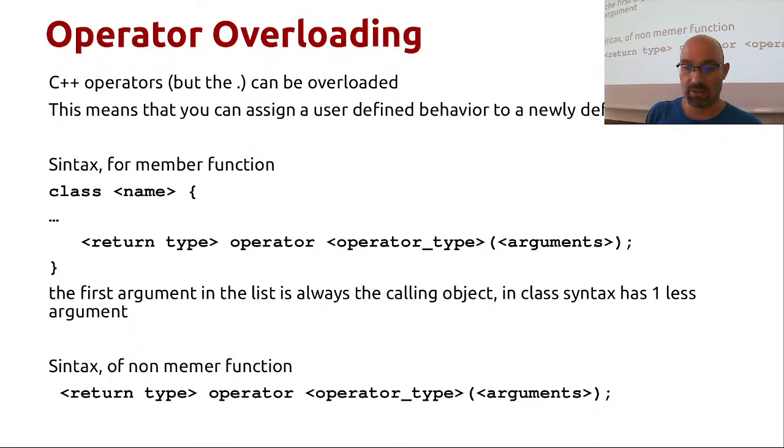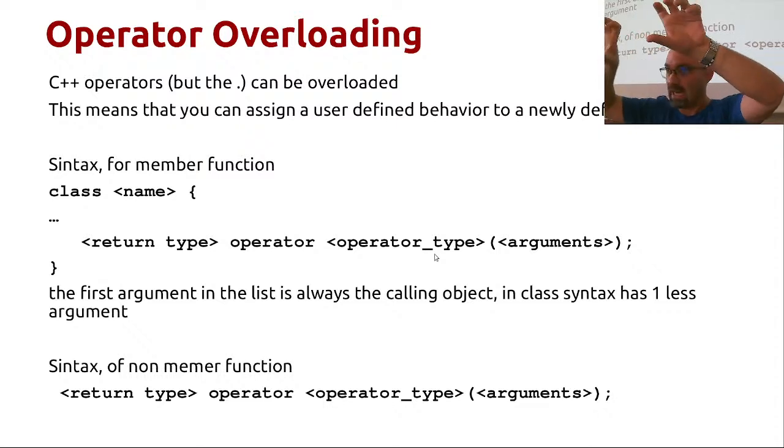But you can also override an operator outside the class. In this case, you just write the return type, operator type, and you write the full argument list. I don't know if it is possible for the equals, but for the plus for sure, you have to put two items there, the left and the right. Clear?